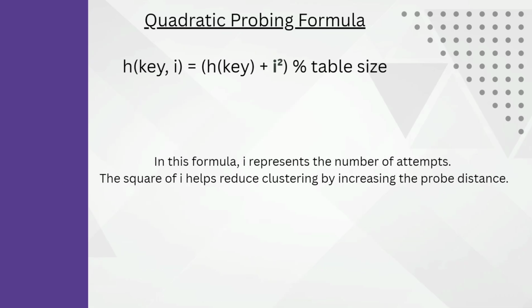Quadratic probing formula: h(key, i) = (h(key) + i²) mod table size. In this formula, i represents the number of attempts. The square of i helps reduce clustering by increasing the probe distance.